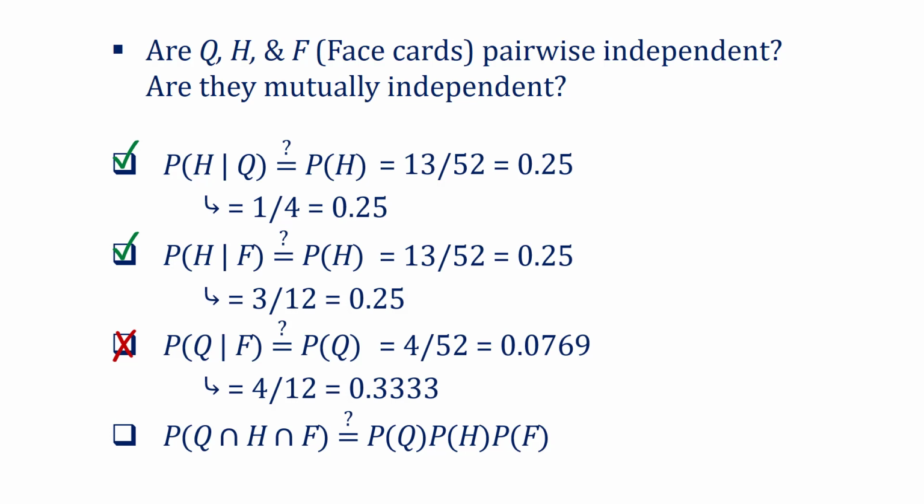And since not all 3 of these pairings were independent, I cannot say that this group is pairwise independent. Could they be mutually independent? Well, no. Mutual independence includes pairwise independence, so I really don't even need to check the last thing. If they're not pairwise independent, they can't be mutually independent. Feel free to check this last equality for yourself, but I'll just tell you right now, it does not work out anyway.